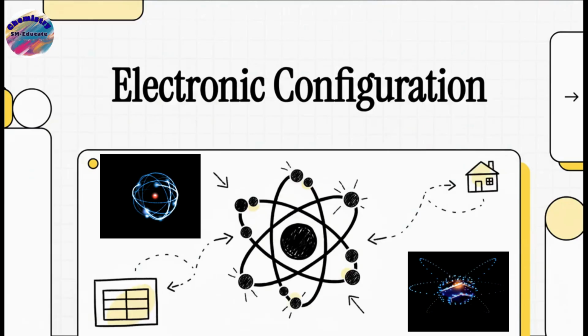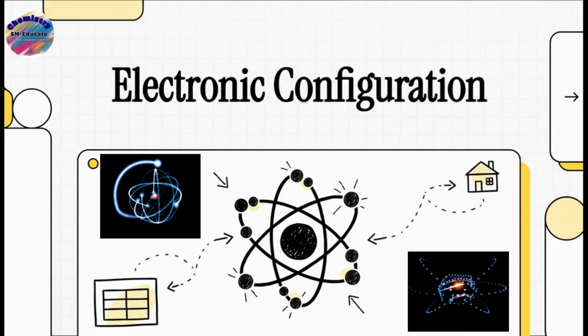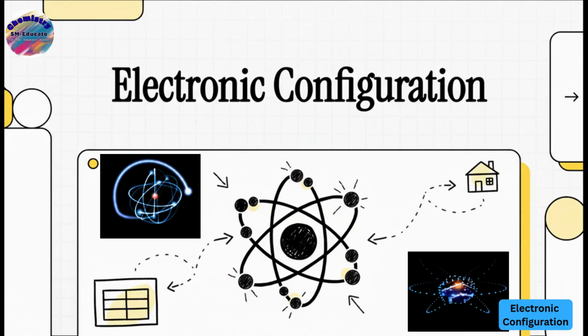Hey there. So, have you ever really thought about how an atom keeps all its electrons in order? It's not just a chaotic cloud of particles buzzing around. There's actually an incredibly elegant system at play. It's almost like a unique address for every single electron. Today, we are diving deep into one of the most important ideas in all of chemistry, electronic configuration.